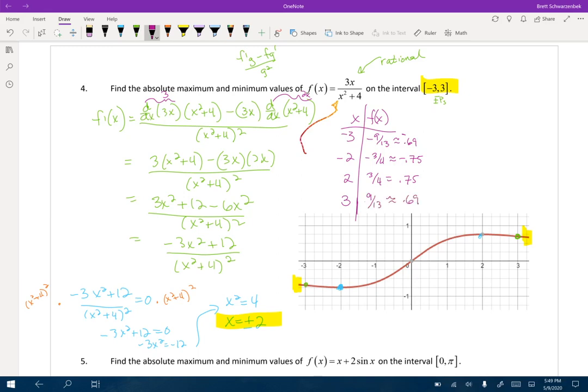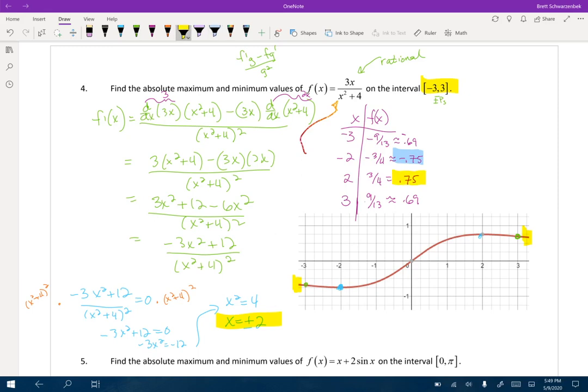So we need to compare these values, which one is the highest and the lowest. And you can clearly see that this one here is going to be the lowest value, and this one here is going to be the highest.